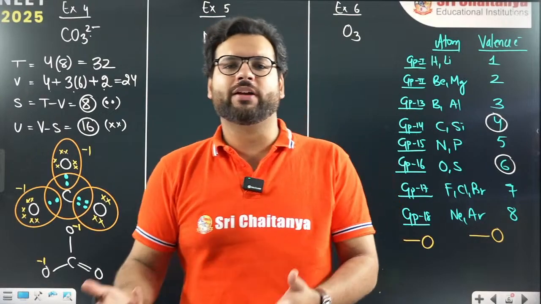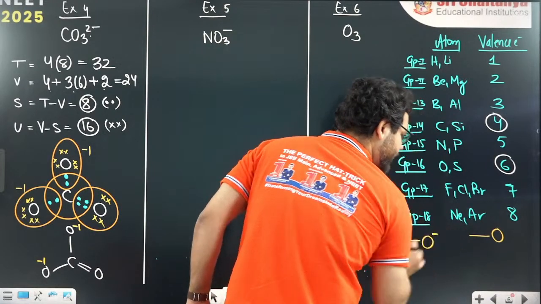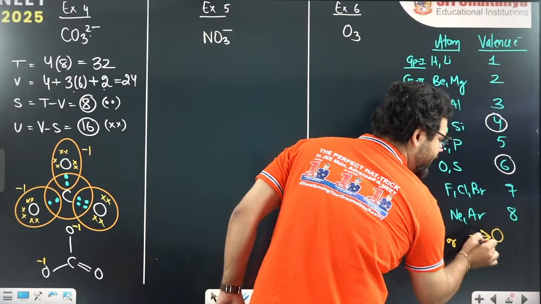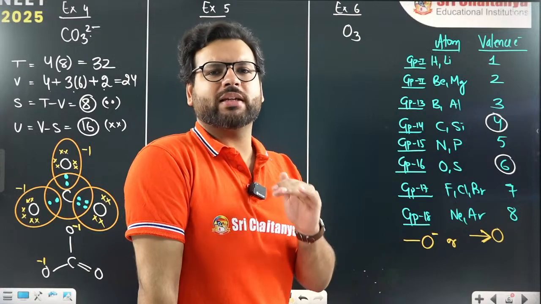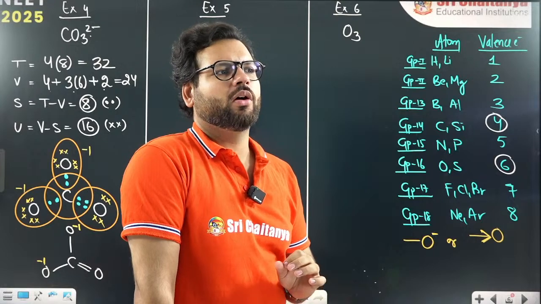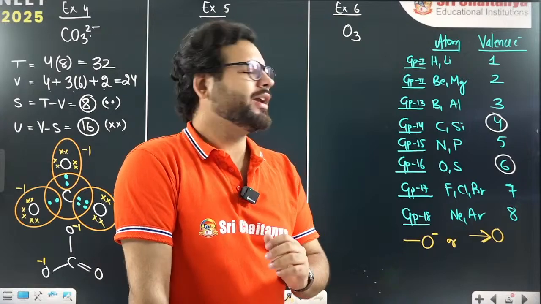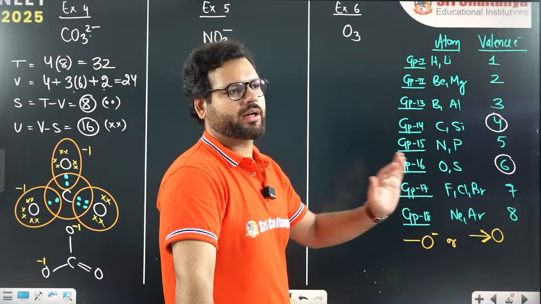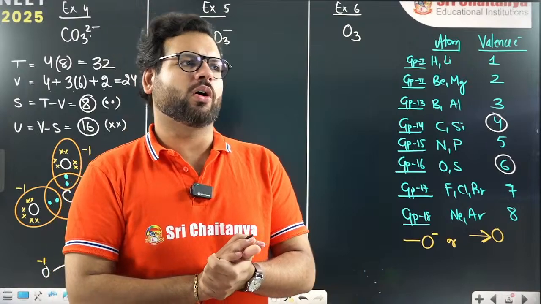If you have a negative charge, you give it. If you do not have a negative charge, then you give it a coordinate bond. What is a coordinate bond? I'll explain in the later classes. You give it a dative bond. So oxygen single bonded will always ask for a -1. If you don't have a negative charge in the molecule, then you give it a coordinate bond. Yes, it is applicable only to oxygen.